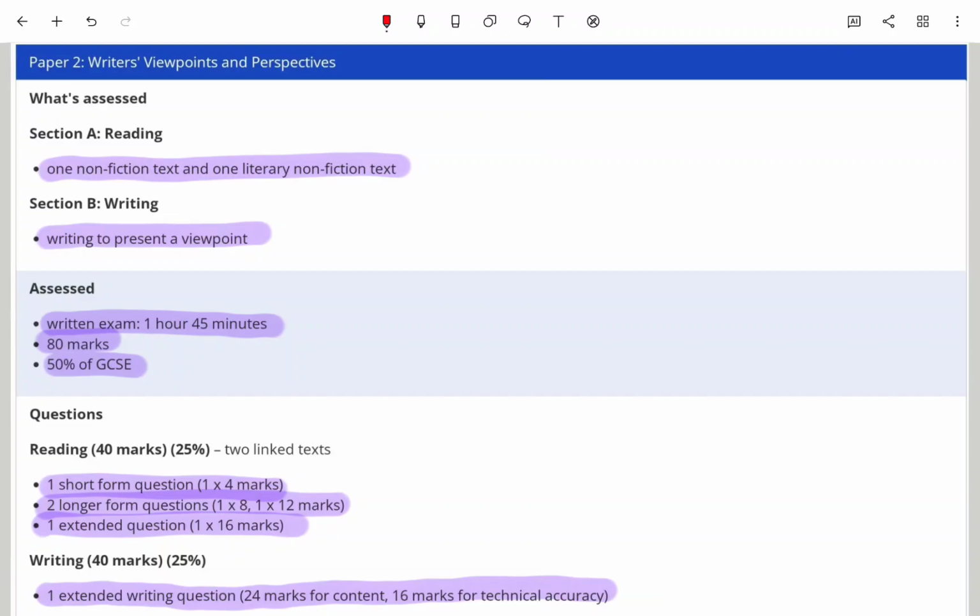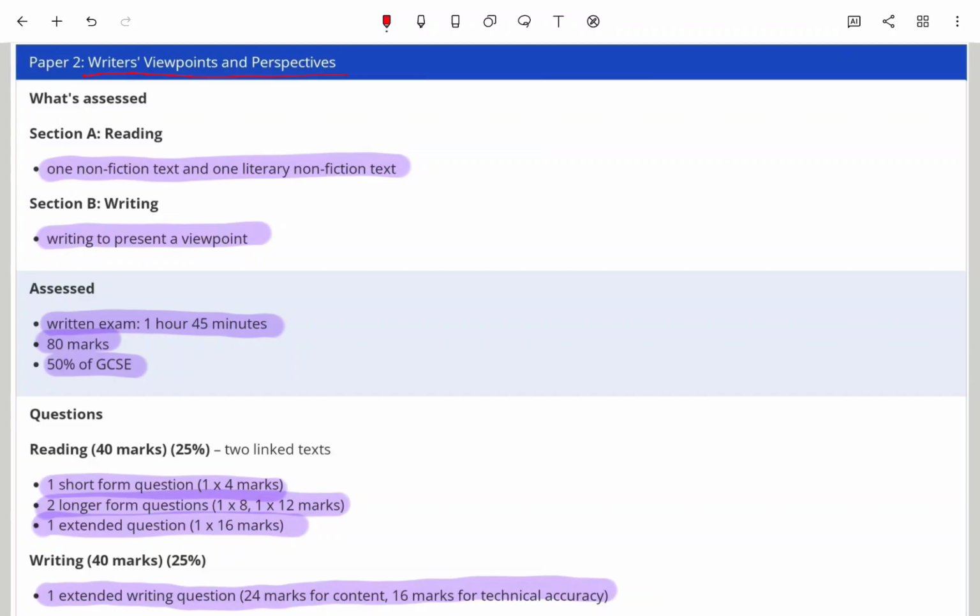So first things first, Paper 2, what is it all about? In simple terms, it's all about the writer's viewpoints and perspectives. So we are looking at a non-fiction text, so it could be a letter, a newspaper article, a leaflet, a speech, etc. And you are being asked to analyze the writer's viewpoints. So what kind of perception do we have of the writer here and their attitudes towards a particular topic? So for example, towards cycling, okay, or towards football. So it could be to do with sports, it could be to do with homework, education, the environment, etc.